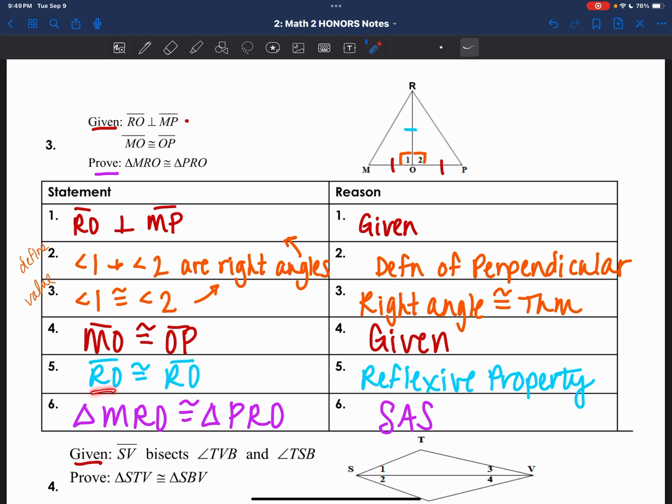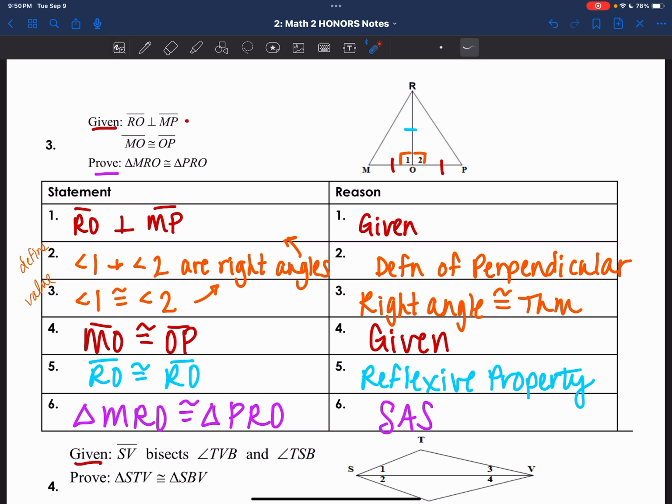So this is your info found. RO is congruent to RO. Well, it wasn't given, but we know this because if you were to have triangle MRO and PRO, they both share this side. So therefore, RO is congruent with itself. That is the reflexive property. So we've given this, we defined it, we gave value, we were given this, and then we also found that.